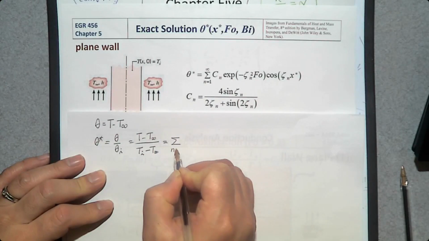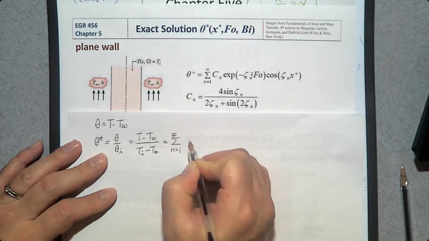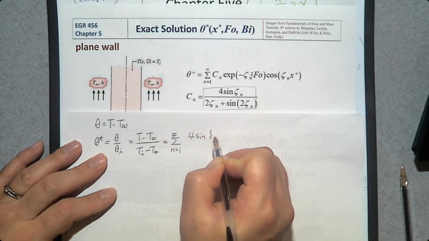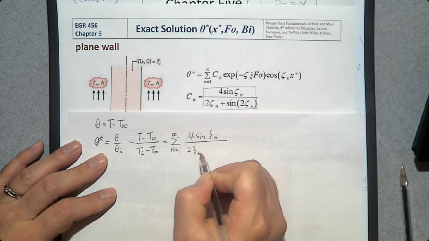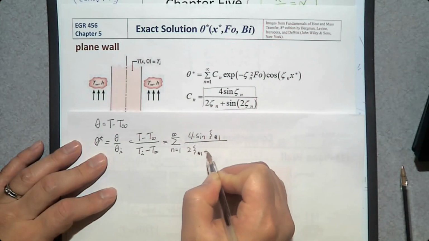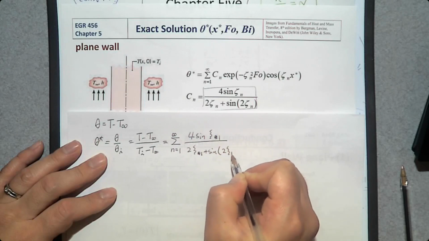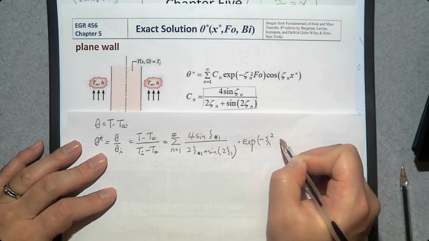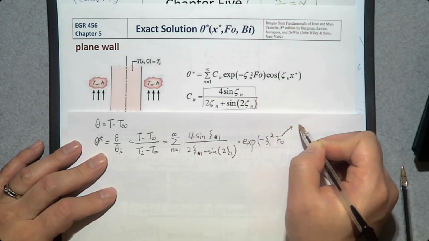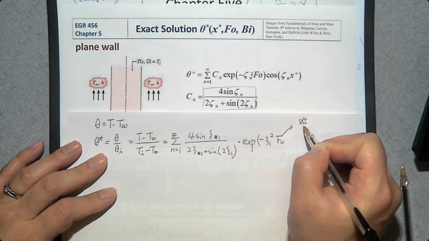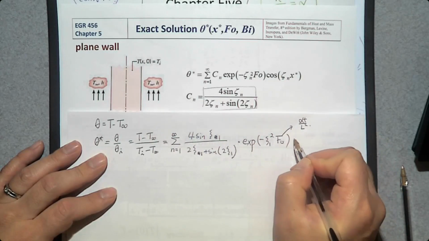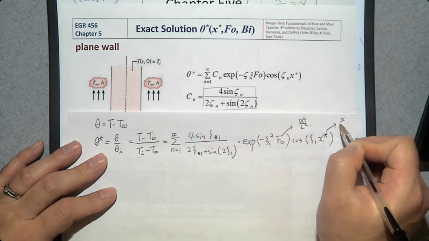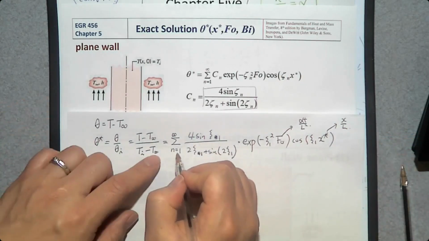Sigma, n from 1 to infinity, Cn, by the way, Cn is this one, 4 sine zeta n divided by 2 zeta n plus sine 2 zeta n, times exp of minus zeta n squared Fourier number. By the way, Fourier number is alpha t over L squared, and cosine zeta n x star. By the way, x star is x over L. So this is number 1.